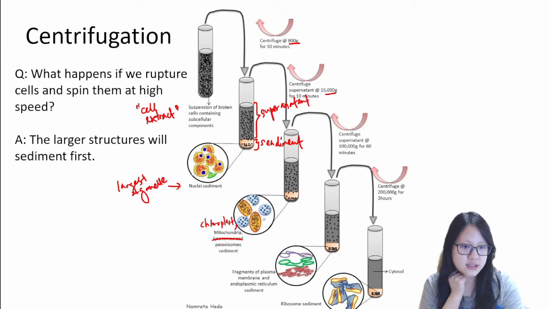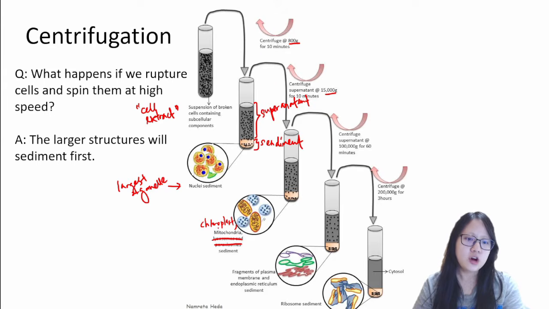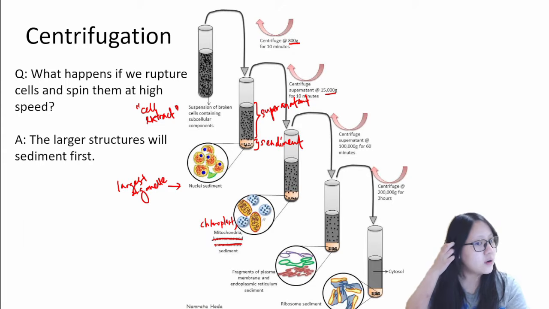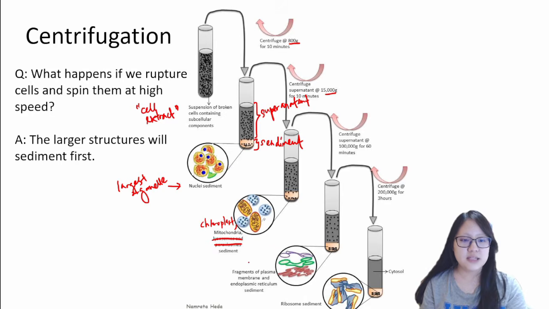Let's just ignore this. This came from a different textbook, right? Just chloroplast and mitochondria will sediment next. Now, other larger organelles may sediment as well, okay, but mostly chloroplast and mitochondria. Now, what if we spin it at even higher speed, spin this fraction only, okay, not the sediment, just the supernatant, for even higher speed for longer. So instead of 10 minutes, we spin it for 60 minutes.